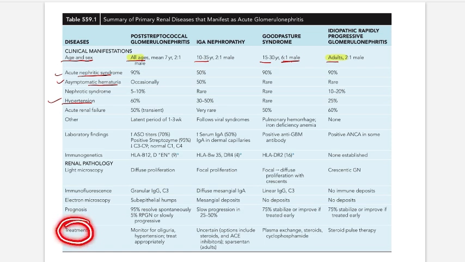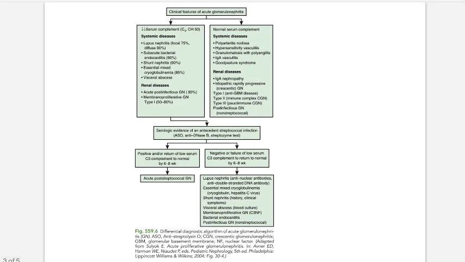What is the treatment for PSGN? Monitor for oliguria and hypertension and treat appropriately, basically symptomatic management. In IgA nephropathy, it is generally uncertain. Some drugs can be tried, like steroids, ACE inhibitors, and sparsentan used in adults. Goodpasture syndrome: plasma exchange, steroid and cyclophosphamide. RPGN: steroid pulse therapy.